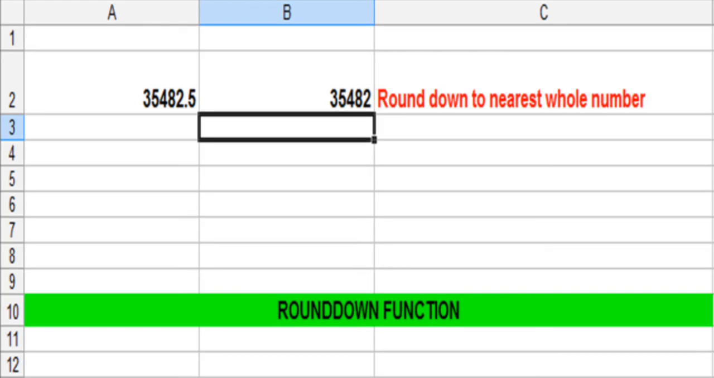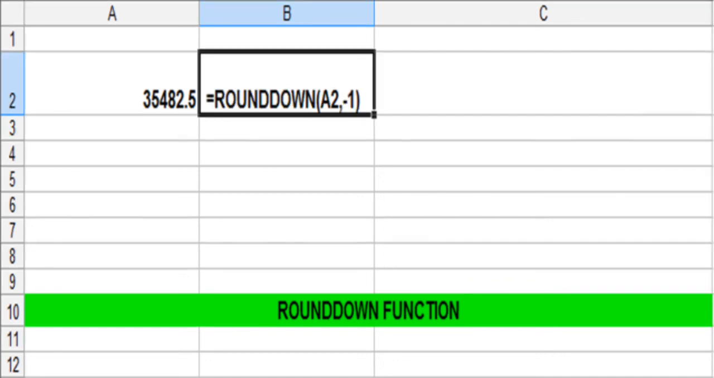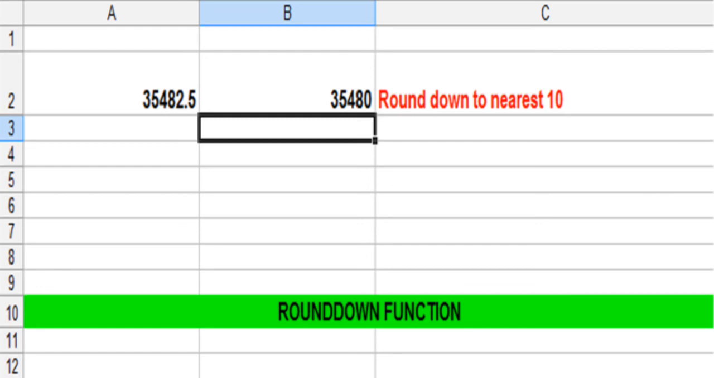Remove all numbers after the decimal. Rounded down to the nearest whole number. The output number is 35482. Round down to the nearest 10. The formula is equals ROUNDDOWN(A2, -1). Press enter. Rounded down to the nearest 10. The output number is 35480.